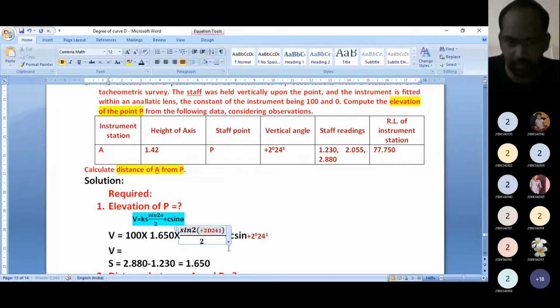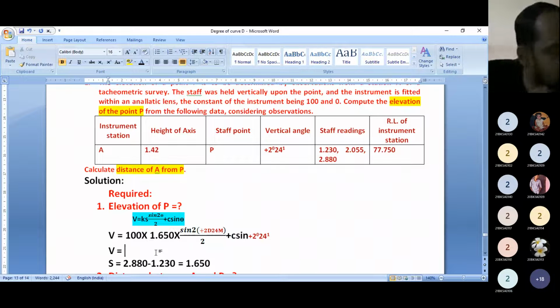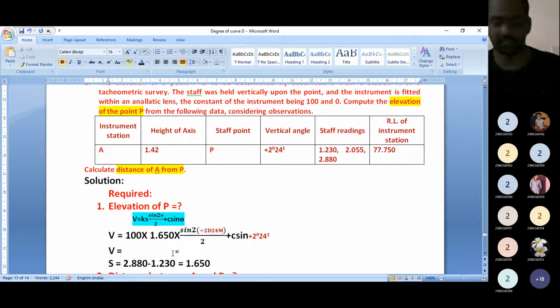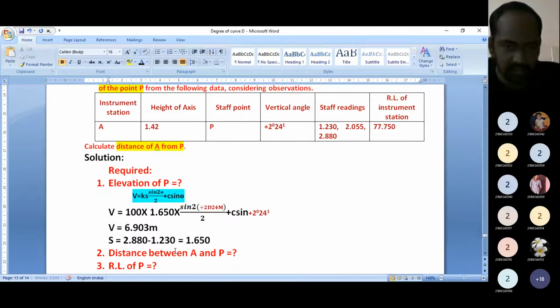It has 2d 24m, meaning 2 degrees 24 minutes. Like that you can take it here. Okay, now V equals Ks sin 2θ divided by 2 plus C sin θ. The V value will come as 6.903 meters.